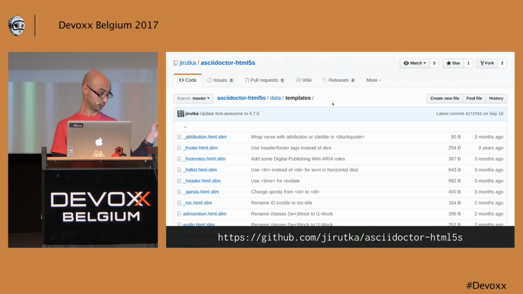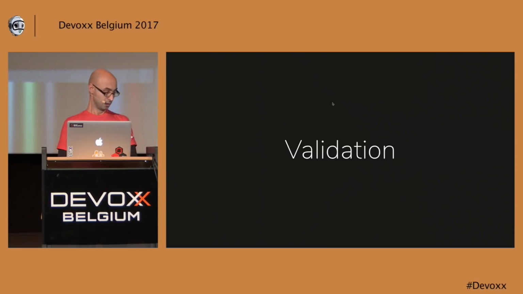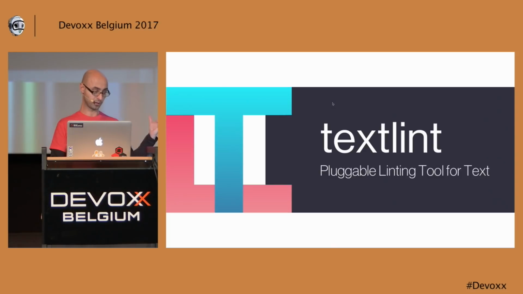Jakub Rutka started creating a template with HTML5, so we just need to improve this and merge it upstream. Also, the validation. This is something that people always ask us: hey, I run the AsciiDoc, there are some failures, like an include that is not found, but Asciidoctor never fails, so the build never fails. And what we have started working on is TextLint.